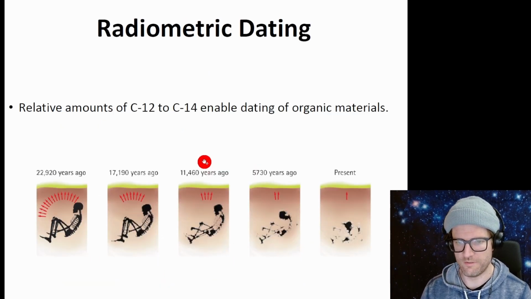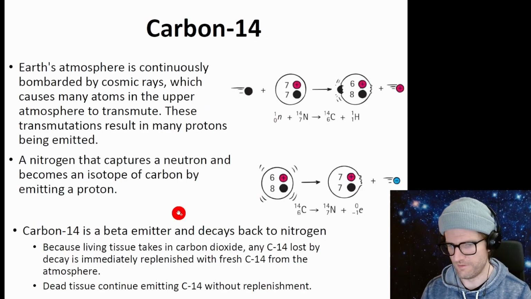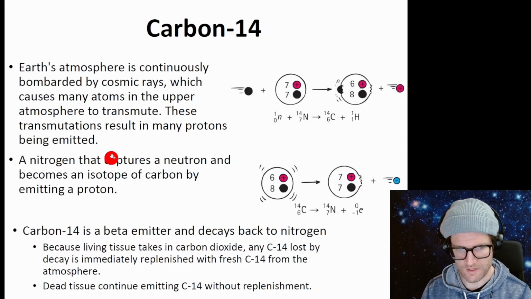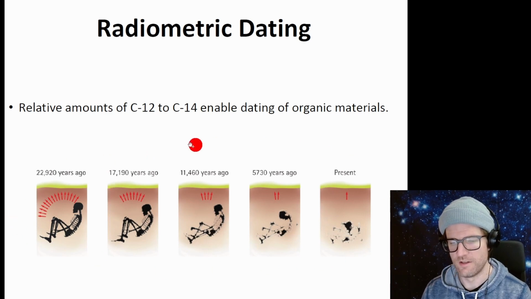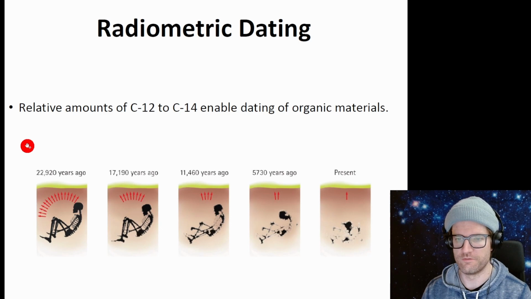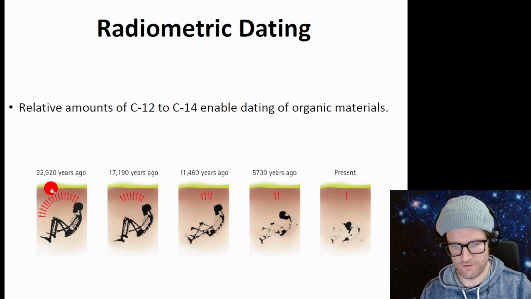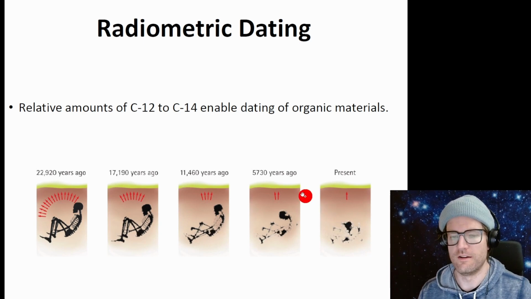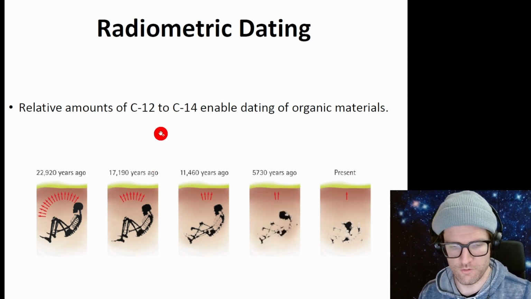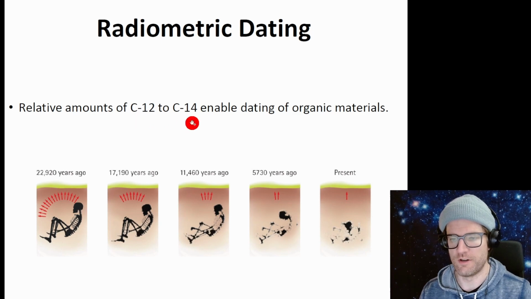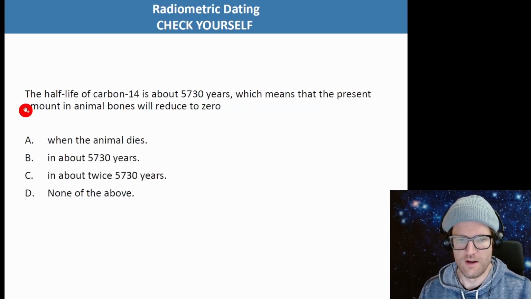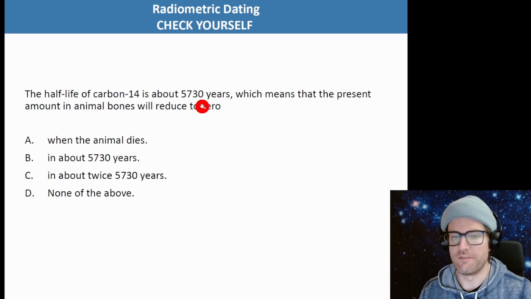I think the half-life is, well, not sure. It doesn't say what the half-life is. It's about 5,000 years. So we can use this to measure the age of decaying organic matter like a human body, as long as it hasn't been there for too long. We can measure the carbon-12 to carbon-14 ratio. The half-life of carbon-14 is about 5,730 years.